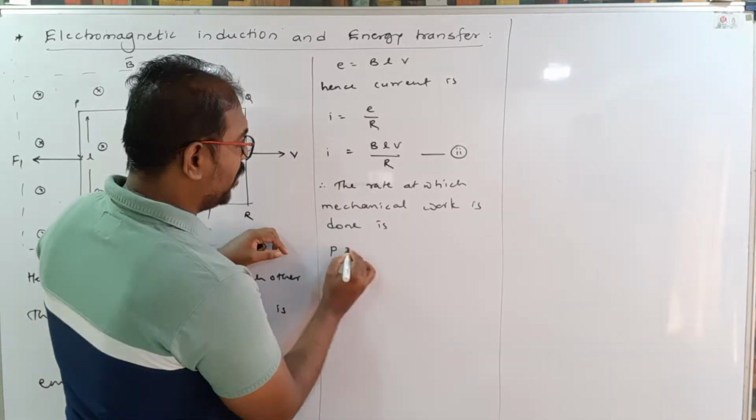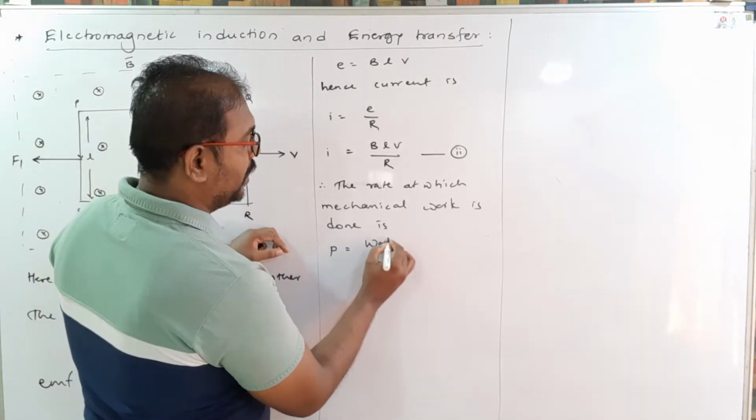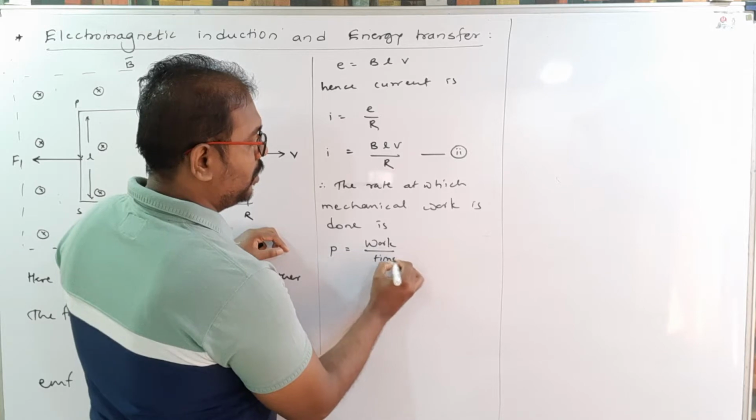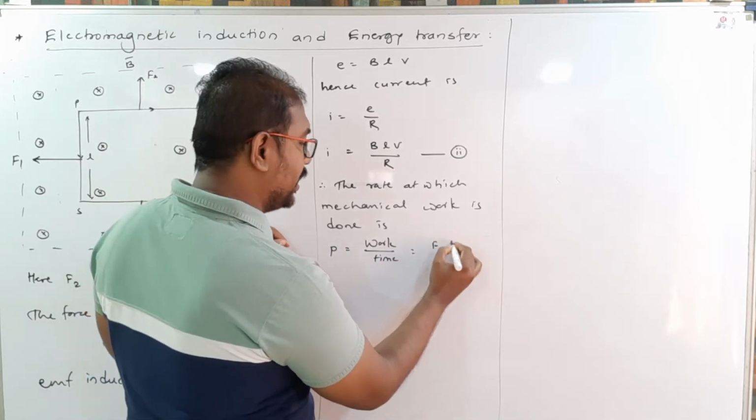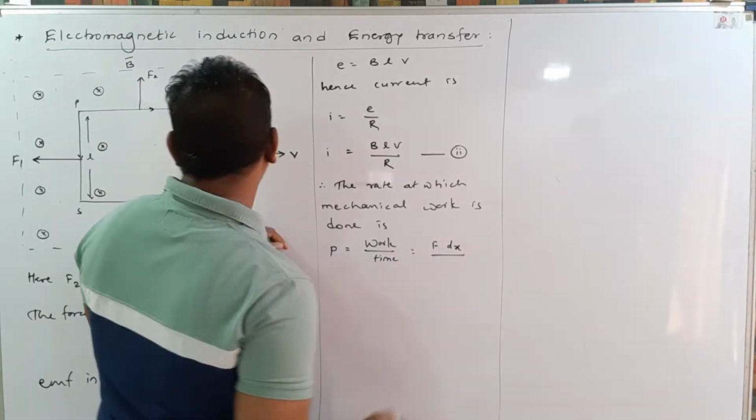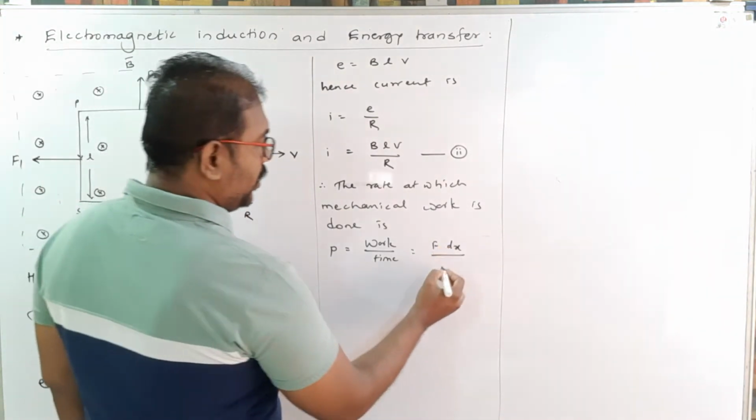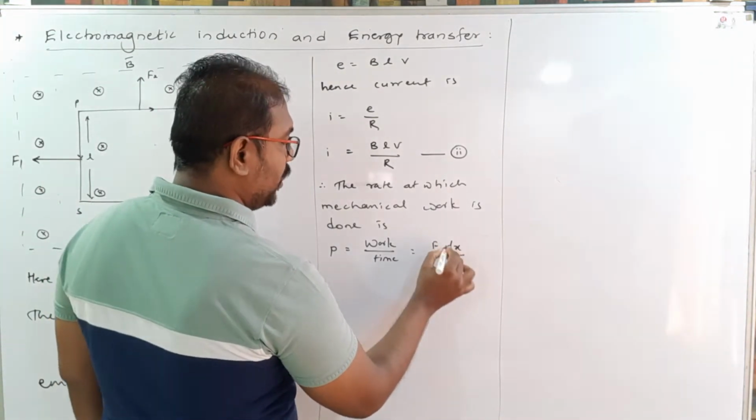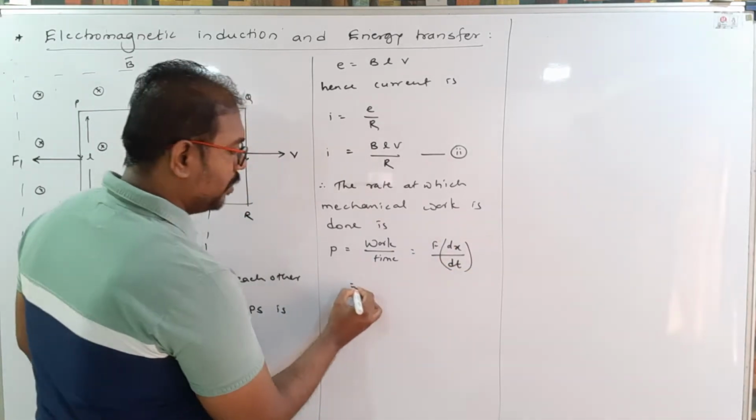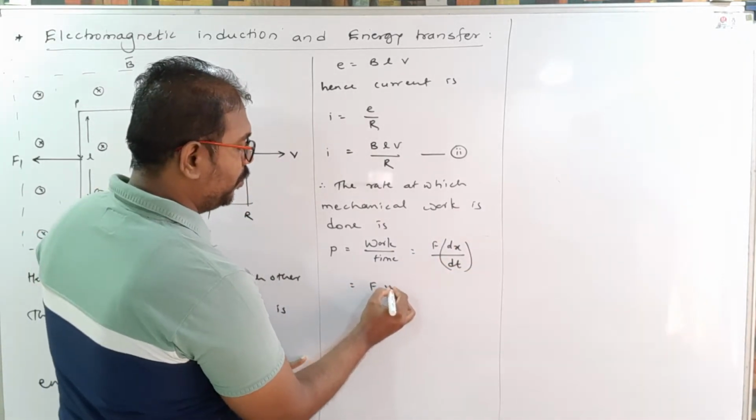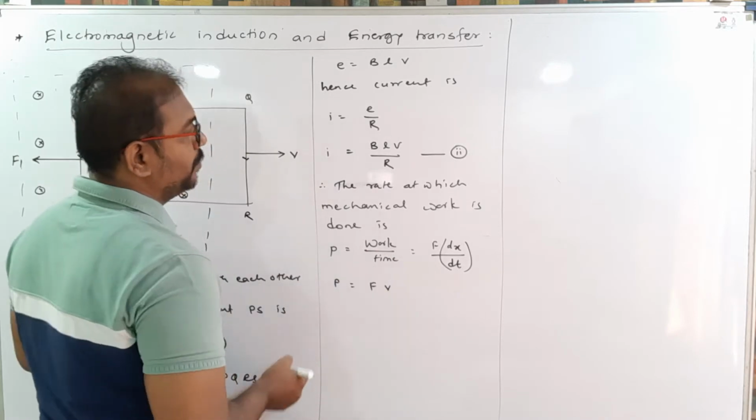Power means work divided by time. Work is force into displacement. I consider displacement dx, so this coil is pulled through some distance dx divided by time dt. Then dx by dt is velocity. So F into V I can write for this power.